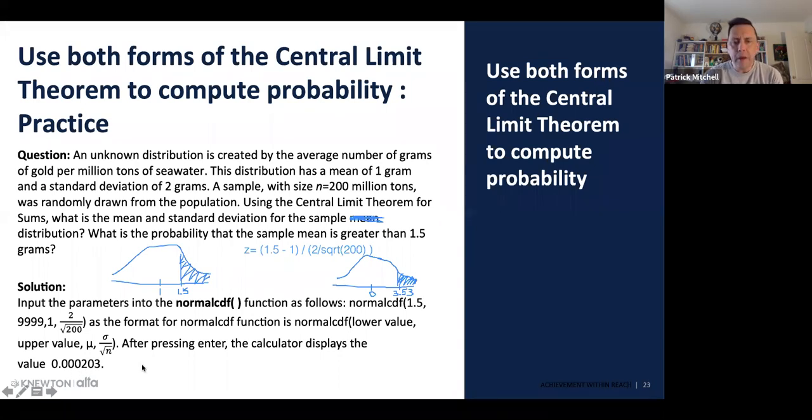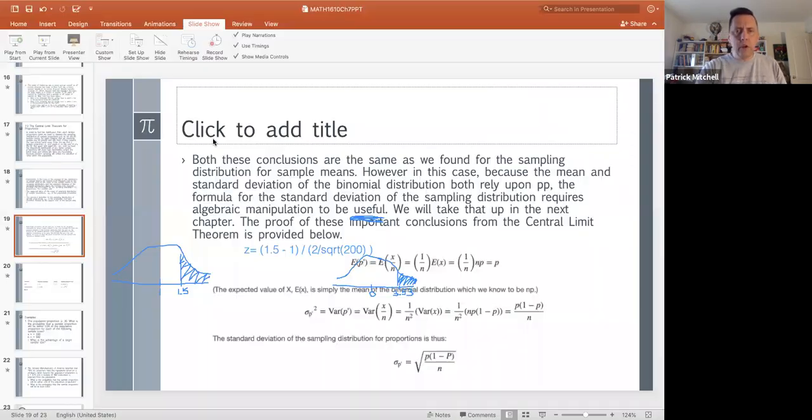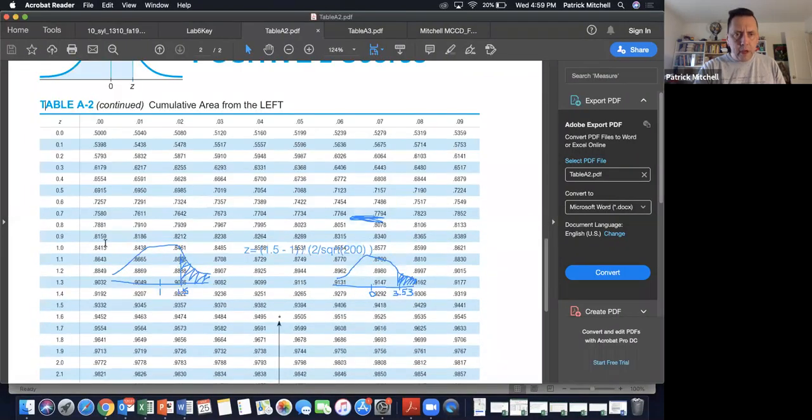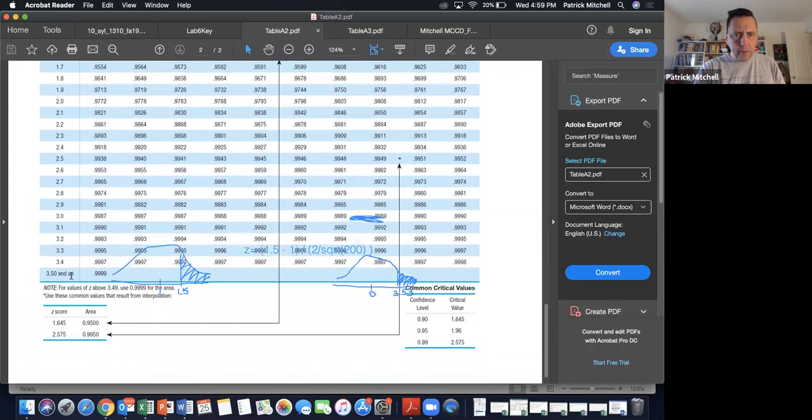Now, if you're doing this problem with the table, let me just draw your attention to something. 3.53 is a very high z-score. So when you go over to look for that z-score on the table, what you find is something that says 3.5 and up. So 3.53 is just a little bit bigger than 3.5. So what this is saying is that the area to the left of a z-score that's 3.5 or bigger is at least 0.9999.